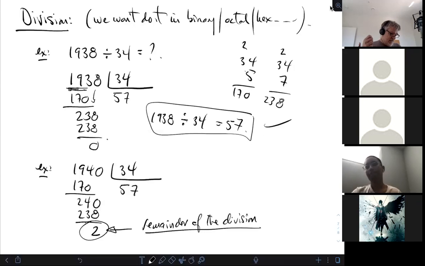So I'm dividing 1940 by 34, and 34 doesn't go exactly into 1940, right? It's 1938 when you multiply by 57, and there's this 2 that's left at the end. Of course, we could keep on going with the fraction, but I just want you to see what I mean by the remainder of the division: it's what you get at the very end, which is smaller than what you're dividing by. So let's do maybe one other example, because there's that little tricky part.